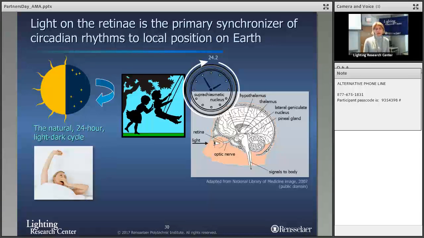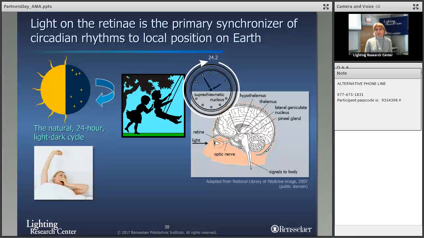So light on the retina is the primary synchronizer of circadian rhythms to the local position on Earth. More specifically, every day when you wake up in the morning, you get light. That light will reset or re-entrain your biological clock so that it's running with a period of exactly 24 hours rather than 24.2 hours. So it allows you to wake up at 8 o'clock because your biological clock is telling you that it's 8 o'clock in the morning.